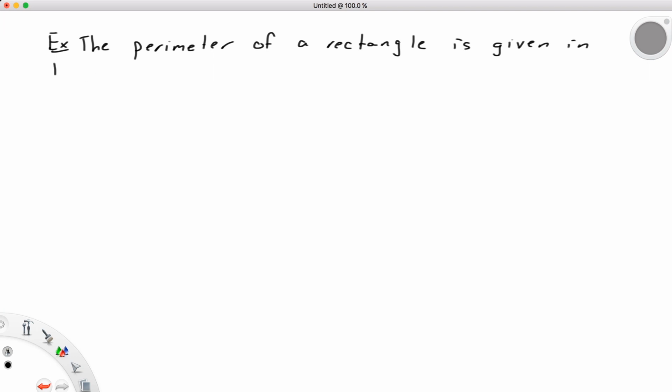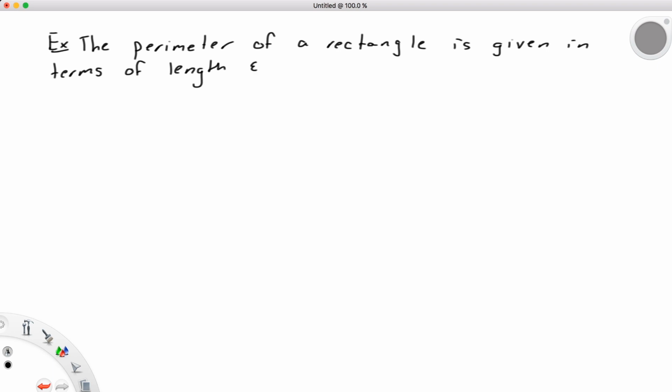Okay, so let's consider one more example. Let's say that the perimeter of a rectangle, so the length of the outside edge, the perimeter of a rectangle is given in terms of length and width. When we just say in terms, it means that we're going to have a formula that is explicitly for perimeter and is going to depend on the variables of length and width.